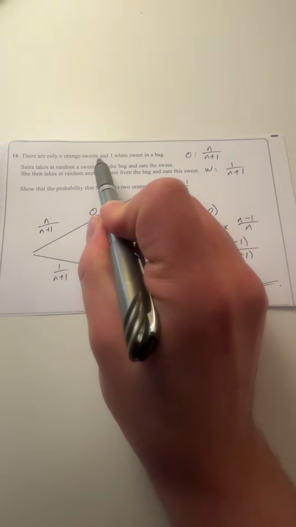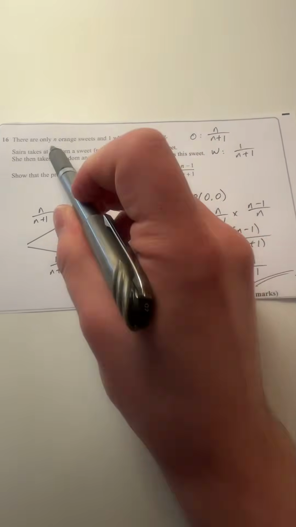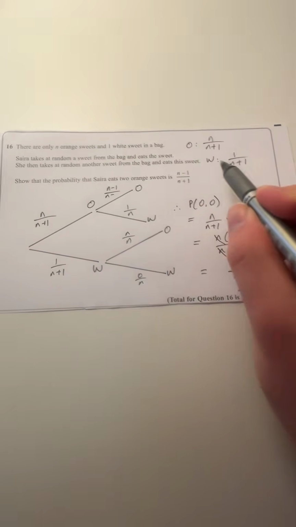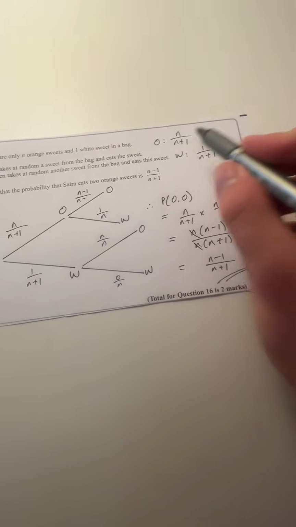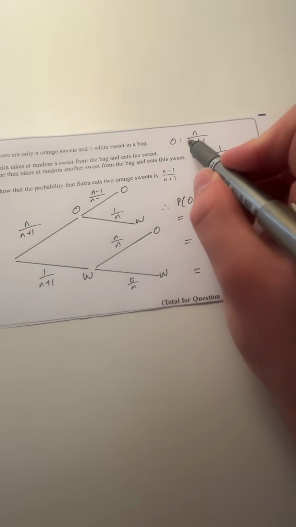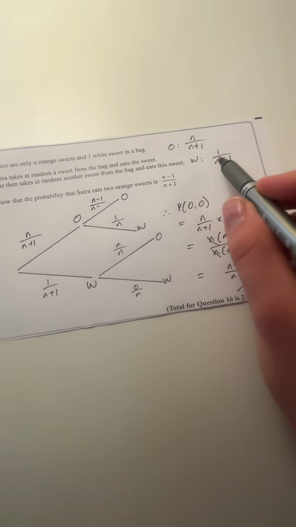And if I think about the numbers I've been given in the question, these are my probabilities. So I have orange is n, so there's n orange sweets, and the total is n plus 1 because we have n orange and 1 white. So the total will be n plus 1 in the beginning. And so the probability it's orange is n over n plus 1. The probability it's white is 1 over n plus 1.